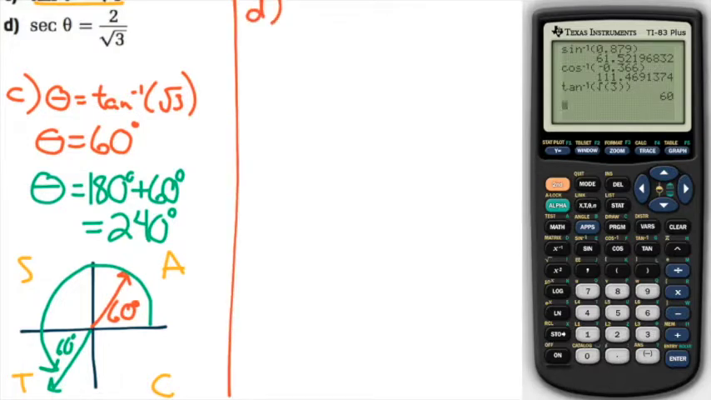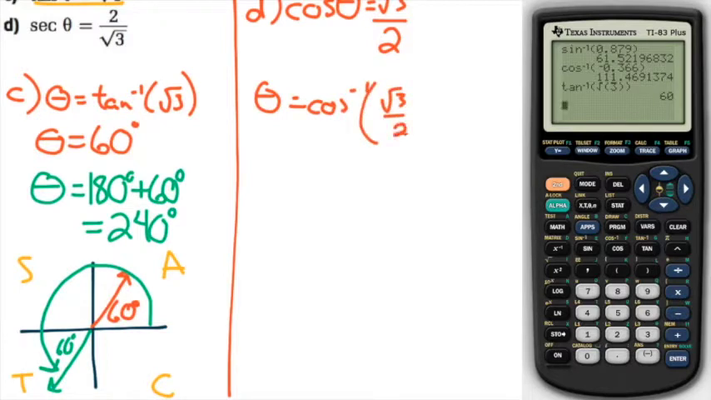D, we run into a problem that we've run into before. We have secant, which does not appear on the calculator, but secant is the same as 1 over cosine. So we know that cosine of theta, now we could put 1 over 2 over root 3, or we could use the fact that secant and cosine are just reciprocals and just make this root 3 over 2. So then theta would be cosine to the minus 1 of root 3 over 2.